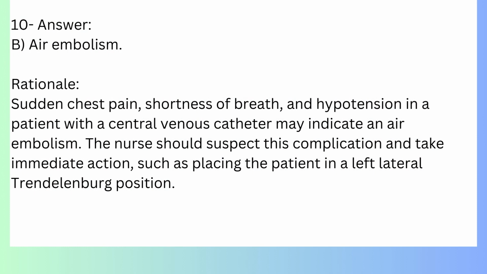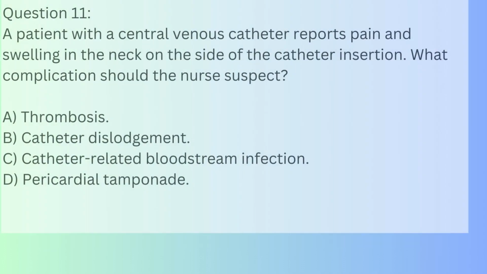Rationale. Sudden chest pain, shortness of breath, and hypotension in a patient with a central venous catheter may indicate an air embolism. The nurse should suspect this complication and take immediate action, such as placing the patient in a left lateral Trendelenburg position.